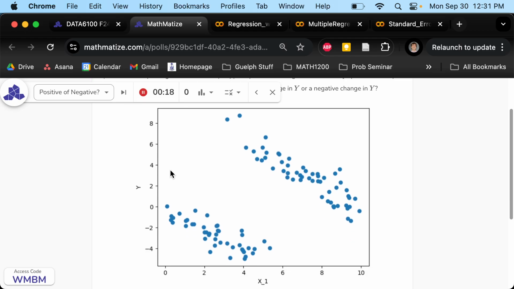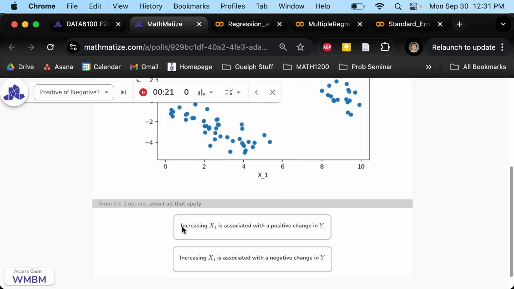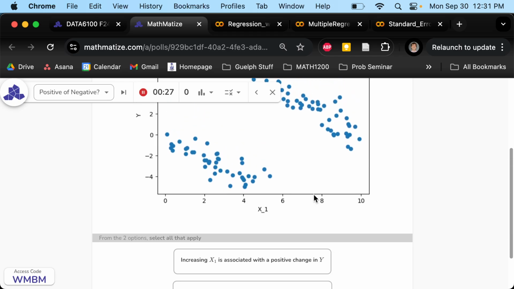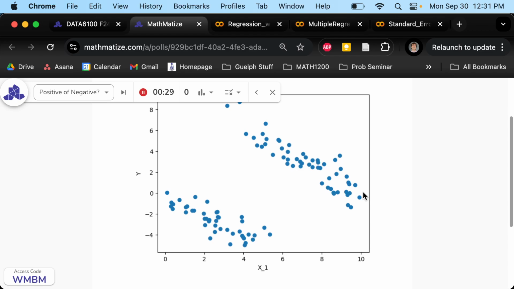And I phrase this question like this. Is increasing x1 associated with a positive change in y, or is increasing x1 associated with a negative change in y? I want you to look at this graph, and if you're a data scientist and someone gives you this graph, what would you say to them? Is increasing x1 associated with a positive change in y or a negative change in y?